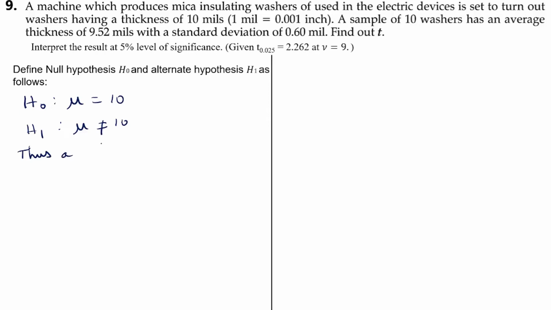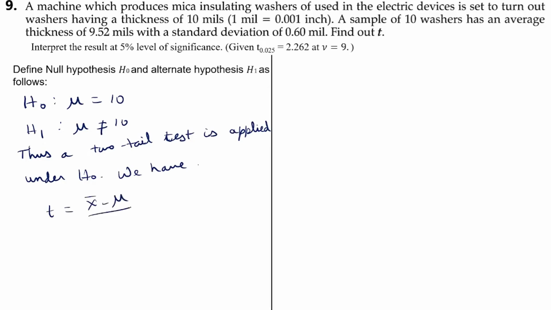Thus, a two-tailed test is applied. Under H0, we have T equal to x bar minus mu upon small s by root n minus 1. So it is x bar minus mu upon s into root of n minus 1.